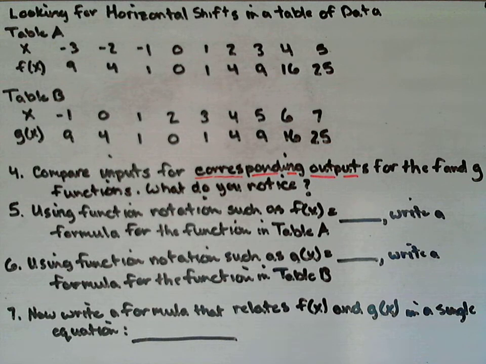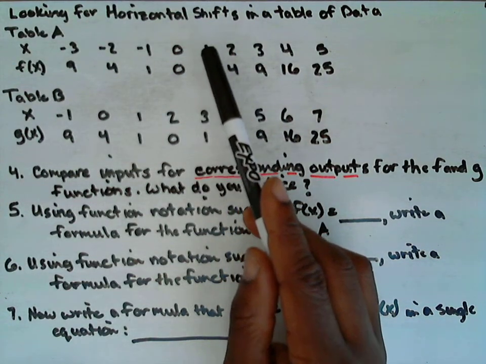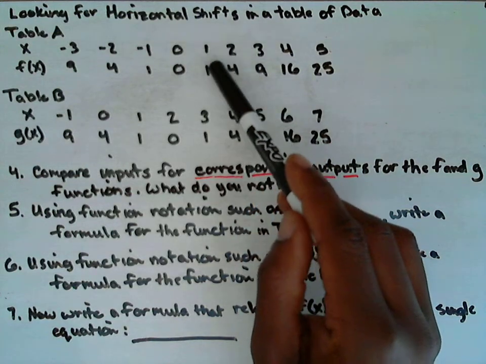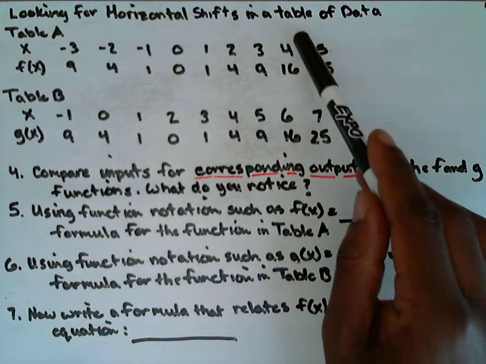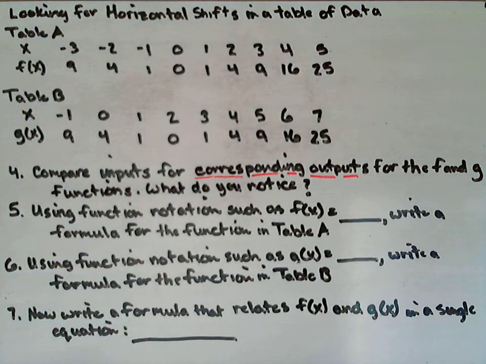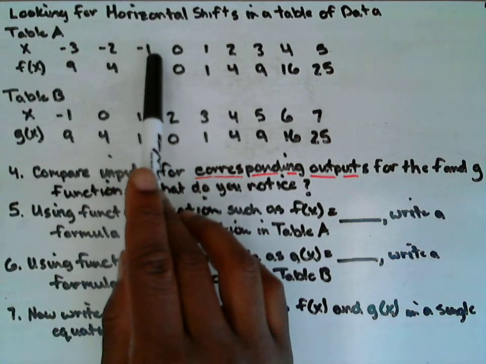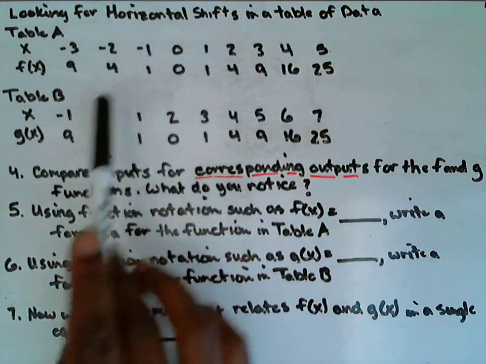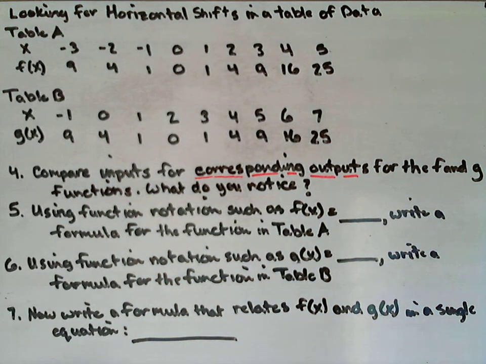Now, if we go to number 5, using function notation, such as f of x equals, we can write a formula for the function in table A. When we start at 0, we go out to 1, and we get 1, we go to 2, and we get 4, 3 we get 9, 4 we get 16, 5 we get 25, and when we go in the negative direction, negative 1 as an input gives us 1, negative 2 gives us 4, and negative 3 gives us 9.